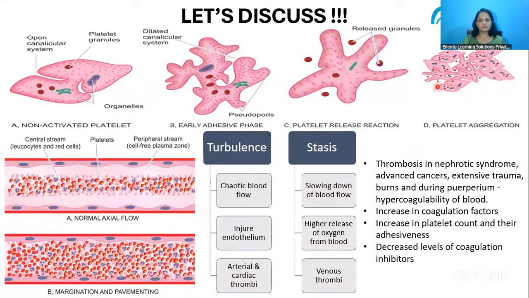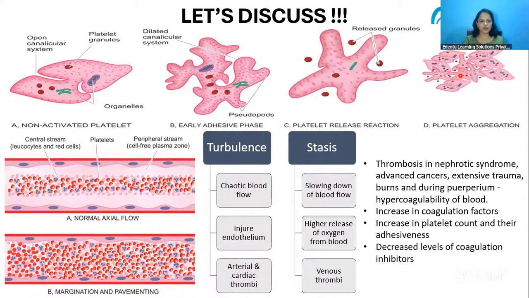Minimal aggregation is very helpful to seal off the blood flow, but if the aggregation keeps on happening, it will result in something called thrombosis. So that is how endothelial injury contributes to thrombosis formation.